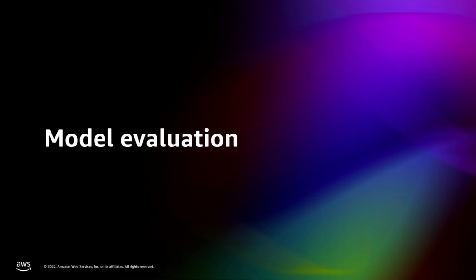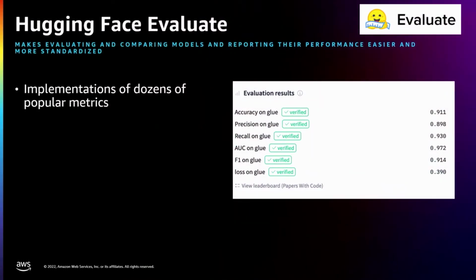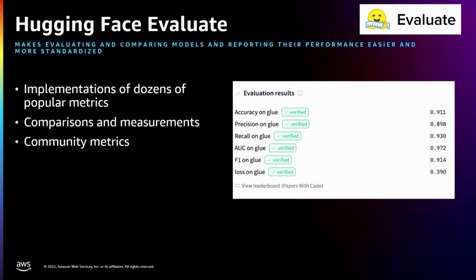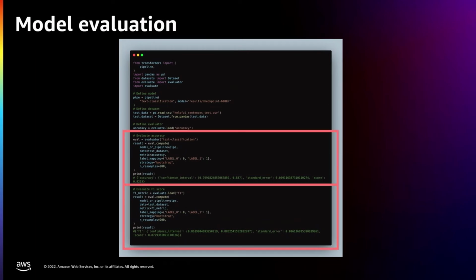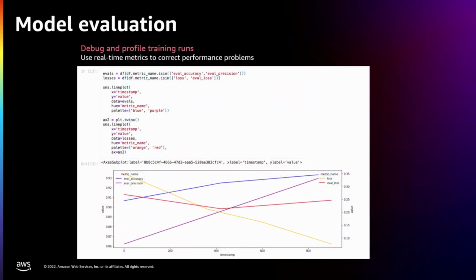So once we finish training a model, we can then evaluate it. With Hugging Face, they provide a framework that allows you to leverage dozens of popular metrics to evaluate your model. You can have comparisons of measurements, community-built metrics. So for example, in this code up here, I'm looking at the F1 score and accuracy, and I can add that directly to my model training pipeline so I can see as the model is evaluating what those scores are going to be. When the model is done, I can evaluate to see how well my model performed against the test data set.